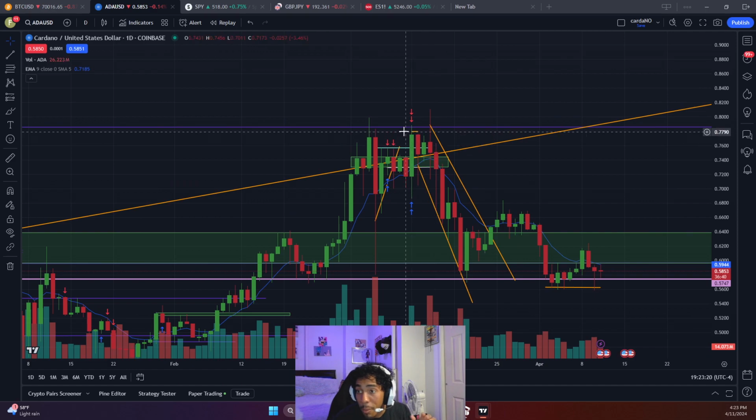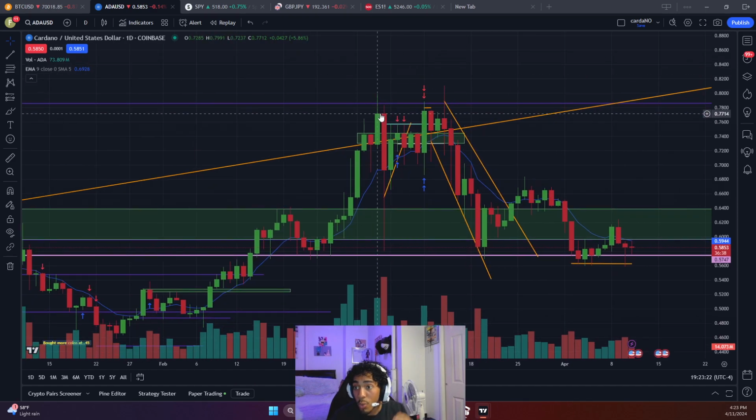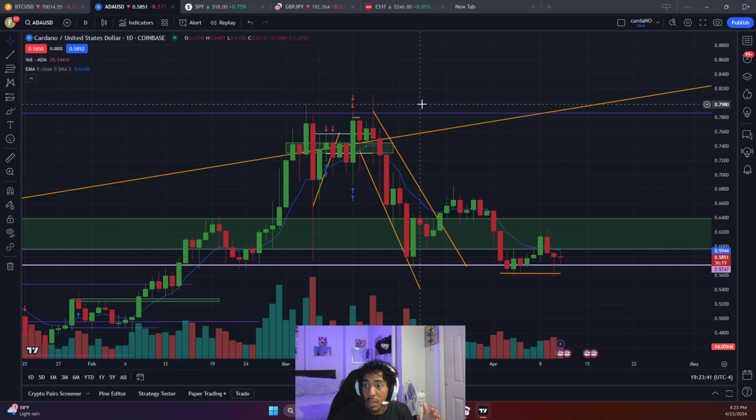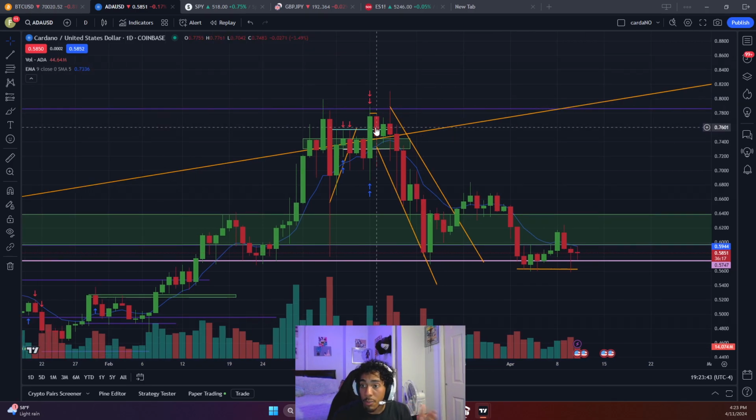The reason why I marked this area is because I realized that we had a lot of resistance. So when it's below, it's support. When it's above, it's resistance. That's all it is, right? It's pretty simple. So we had a lot of resistance and we failed to go above this 78 area. We failed to close above the 78 cents area multiple times in the daily time frame, right?